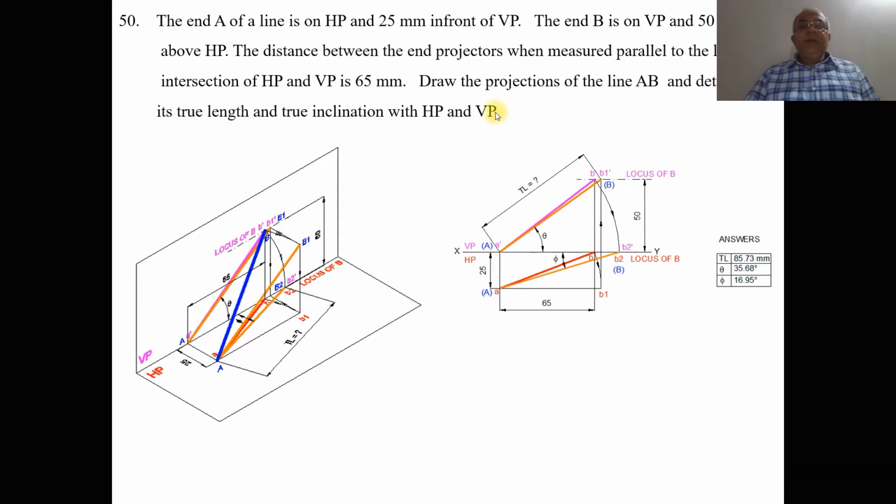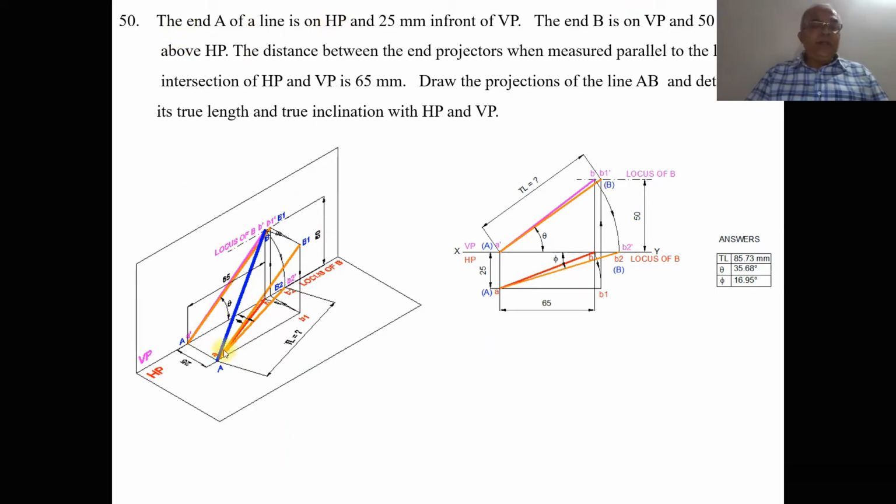So he has given the end point A and also the end point B, and he has also given the end projector distance. If he has given the end projector distance, that means he has given the front and top views. And since we know the locus, the end projector will always touch the locus. Once it touches the locus of the end projector, naturally it will give the front view and the top view. Now we will analyze this problem in 3 dimensions.